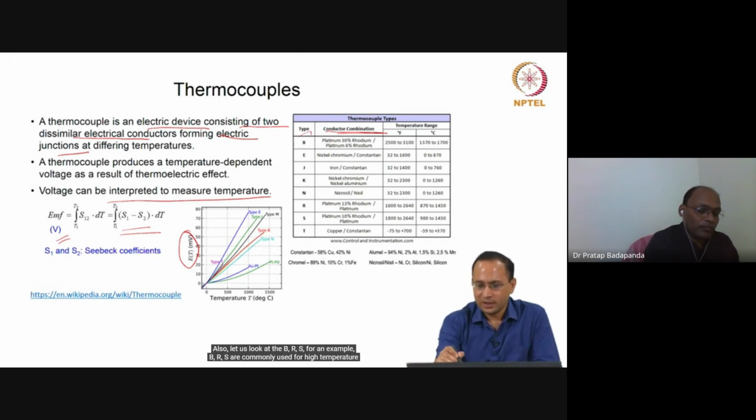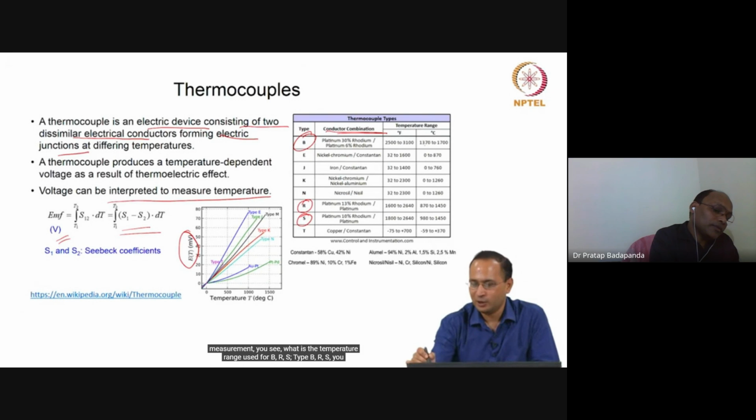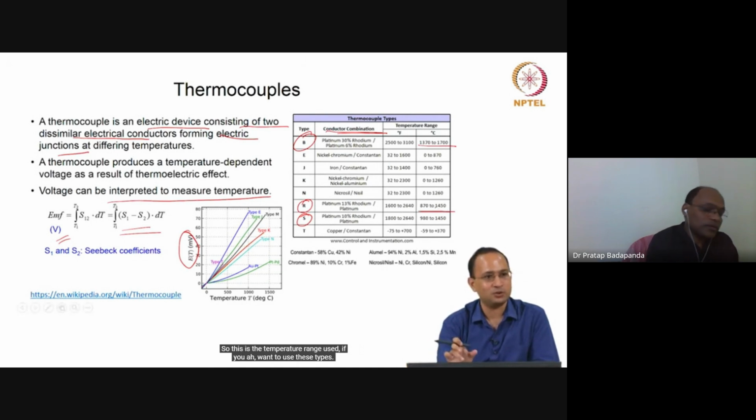Also let us look at the BRS for an example. BRS are commonly used for high temperature measurement. What is the temperature range used for type BRS? You are talking about 1370 to 1700 degrees Celsius. For B, 870 to 1450 degrees Celsius, quite high. So this is the temperature range used if you want to use these types.